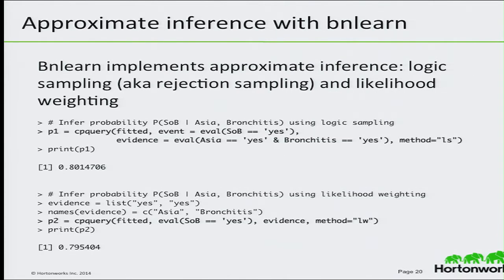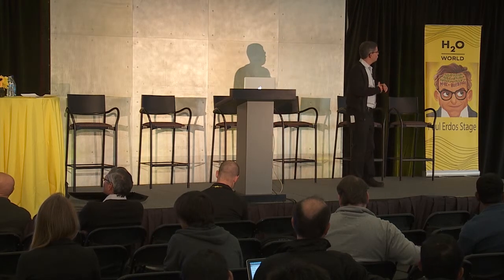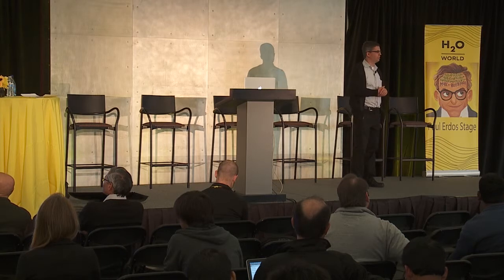So how do you do it in code? You call cpquery. That's the function name in bnlearn. You say the event is shortness of breath is yes, that's what I'm trying to predict the value for, and I give it the evidence that Asia is yes and bronchitis is yes, and I get the value. It has two methods. One is called logic sampling, I think, and the other one is likelihood weighting. Those are two known techniques in approximate inference, and the package implements both of them. So we finished how to use R for Bayesian networks with this package.